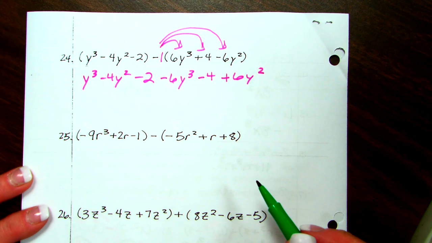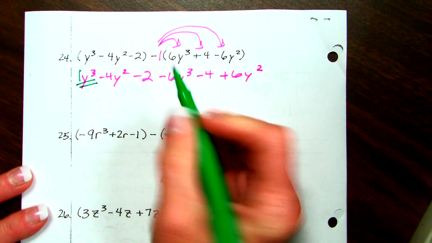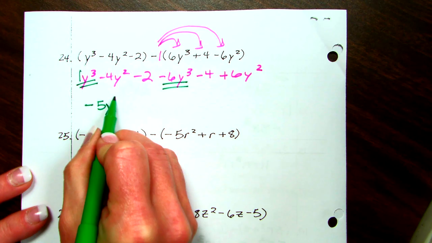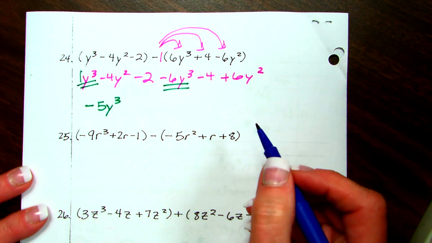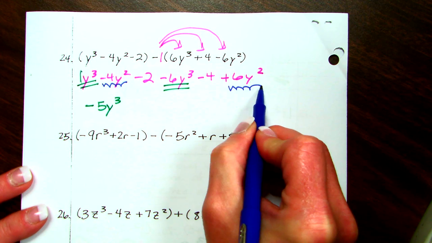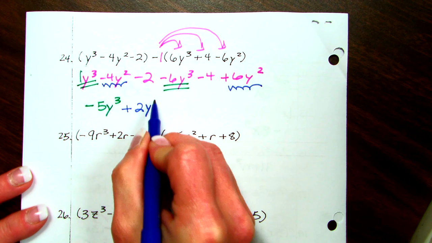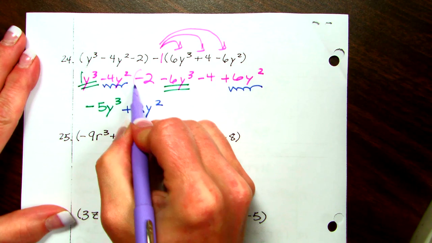And let's see, I have cubes as my highest exponent, so that's going to come first. So y cubed, or 1y cubed, minus 6y cubed would be negative 5y cubed, because 1 minus 6 is negative 5. And then you have your squared terms. So you have negative 4y squared plus 6y squared. So negative 4 plus 6 would be a positive 2y squared. And then you have a constant term. You have negative 2 minus 4. So negative 2 minus 4 would be negative 6.